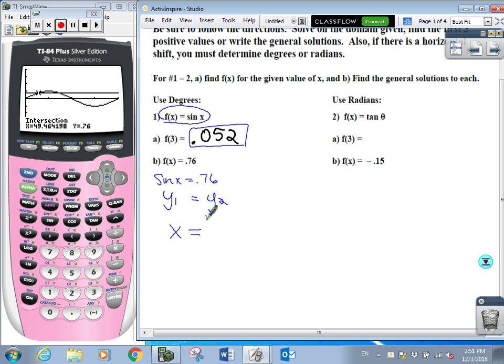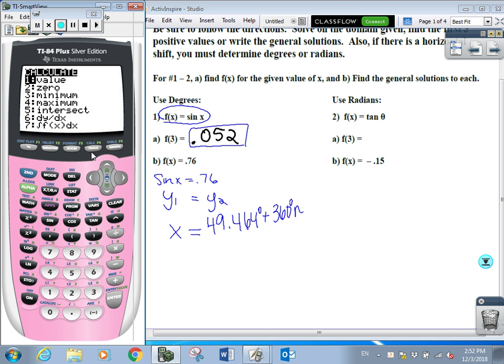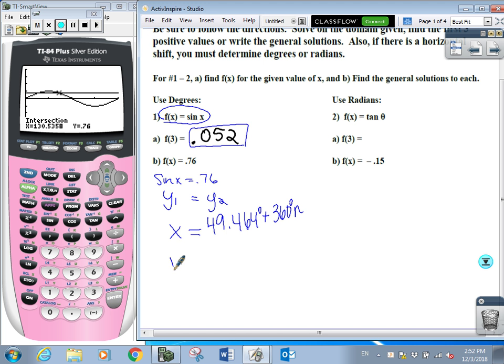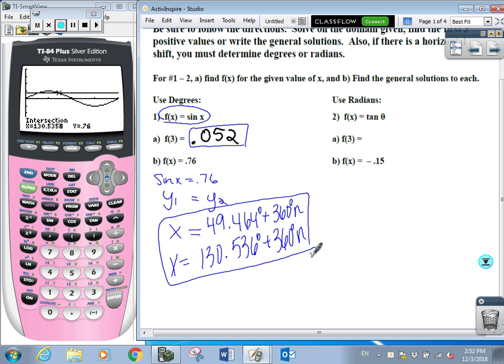So x equals, now we're talking about our x value, so we do use degree symbols. 49.464 degrees plus the period, 360 degrees times n. Then I have this next one, second trace 5. Just do that again. Be sure you get closer to that point of intersection. Enter, enter, enter. X equals 130.536 degrees plus 360 degrees n. So there are your general solutions.